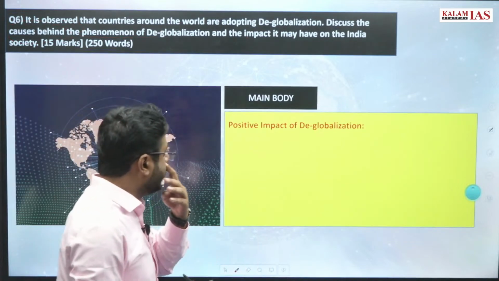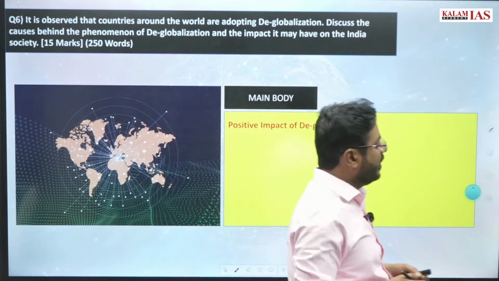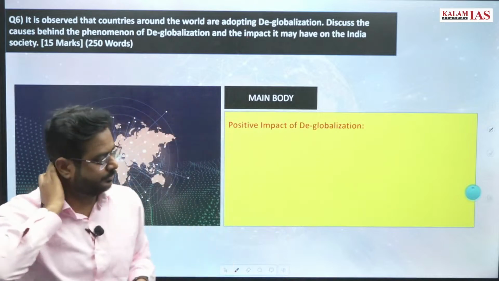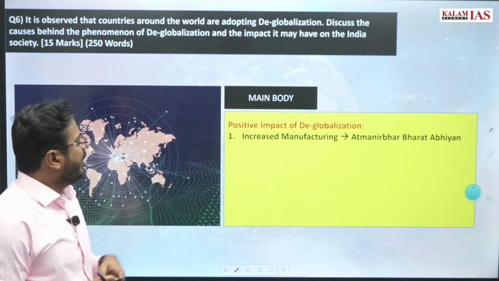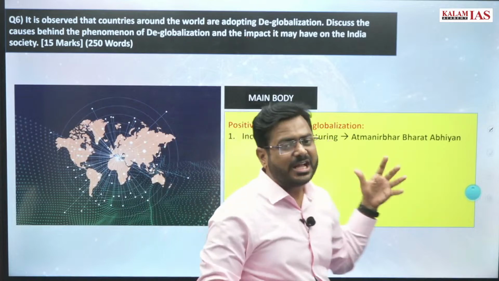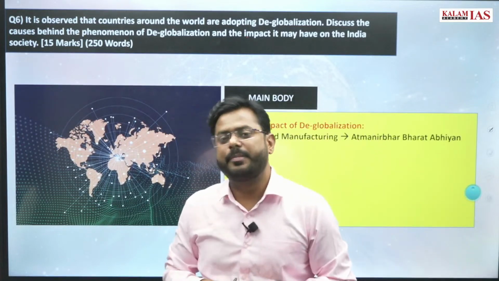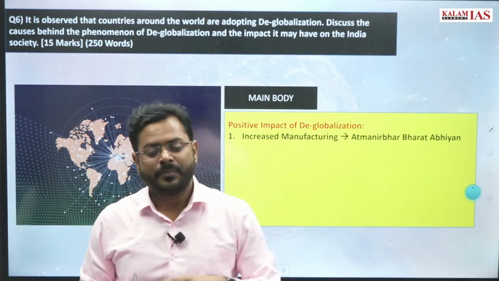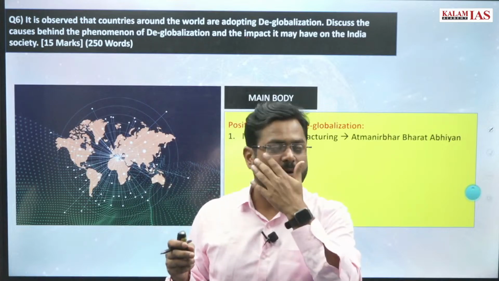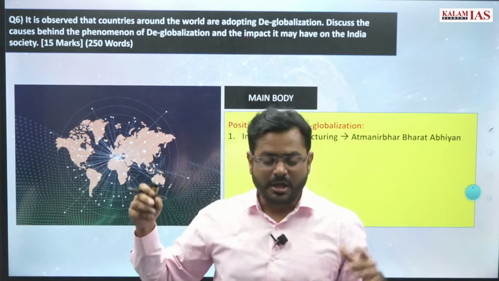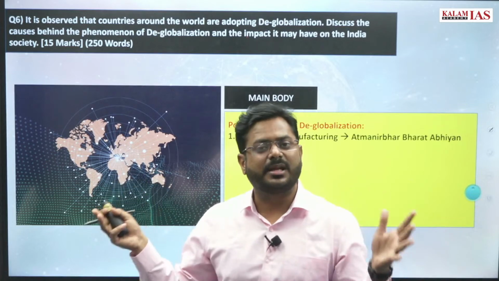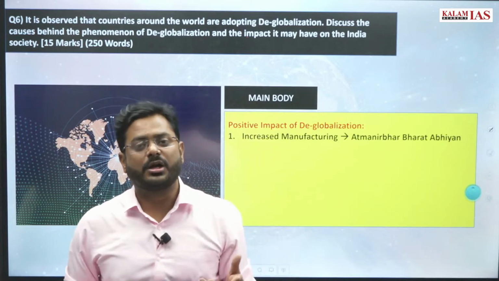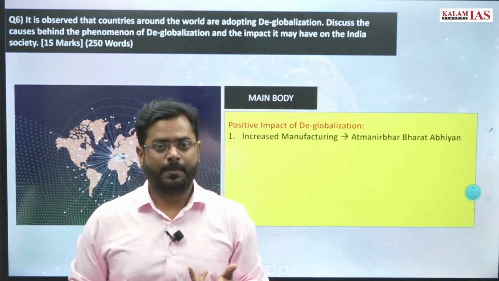Then what are the positive impacts of deglobalization? If deglobalization comes, India has already escaped the manufacturing sector's growth, right? India has directly transferred from the agriculture sector to the service sector. So India has this chance that in a deglobalization situation, by doing things like Atmanirbhar Bharat and Make in India, you can improve your manufacturing sector, right?